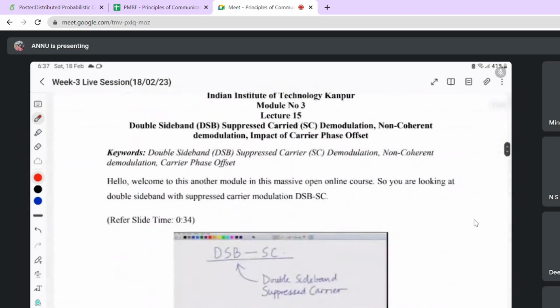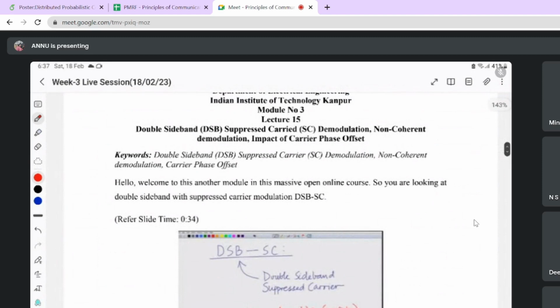Moving to lecture 15, here sir has taught the double sideband suppressed carrier demodulation, non-coherent demodulation, and the impact of carrier phase offset. Earlier we saw that demodulation can happen through coherent demodulation, by multiplying with a carrier of the same frequency. So how can you do it using non-coherent demodulation? Because it has some benefits. We cannot always afford an fc frequency for demodulation as well as modulation. So we prefer non-coherent demodulation in practice.